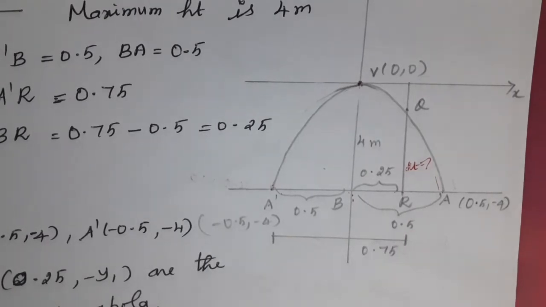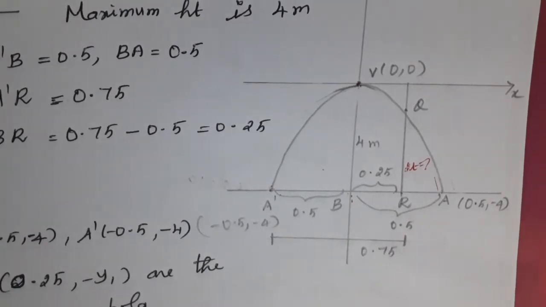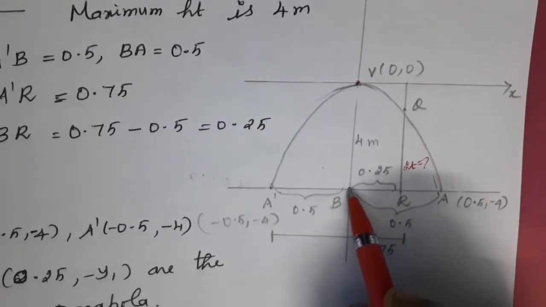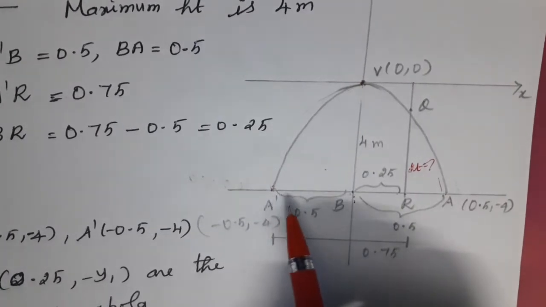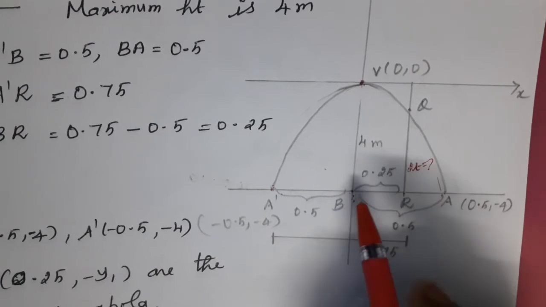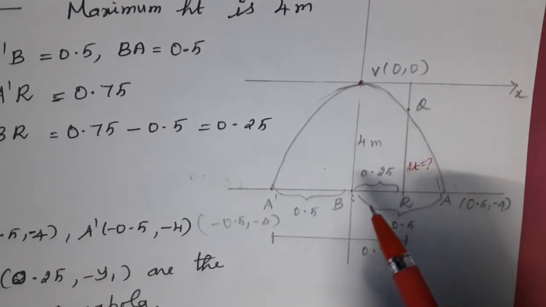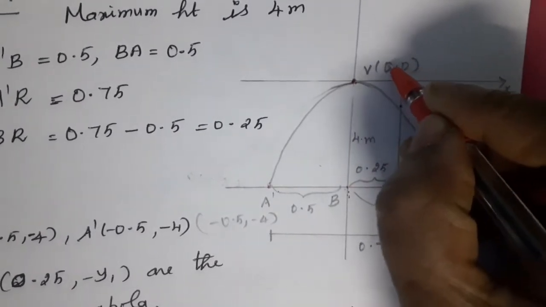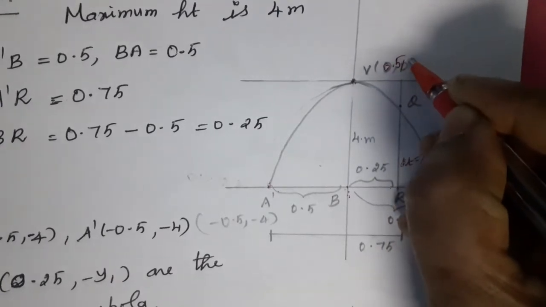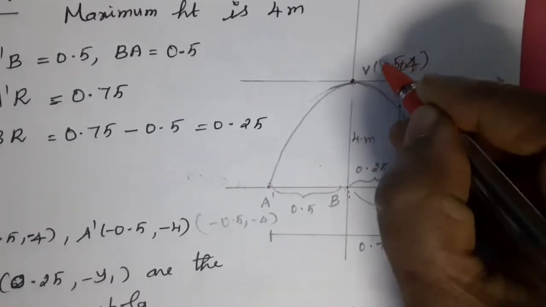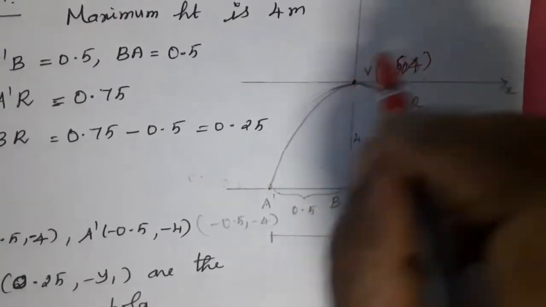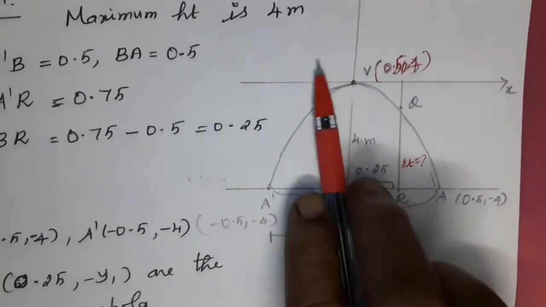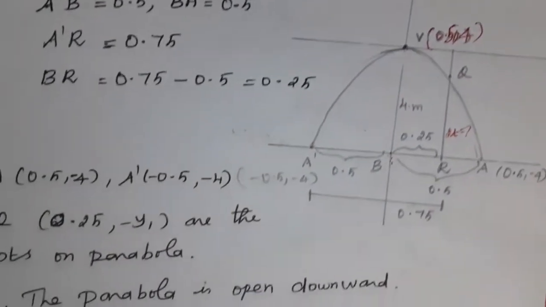What is our next one? 0.5 is the horizontal distance of 0.5 meter from its origin. The waterfall falls down from 0.5 meter. What is the height? The height is 4 meters. So the vertex is 0.5 comma h, which is 4. So the vertex is 0.5 comma 4. The maximum height is 4 meters. The x coordinate is 0.5, and the y coordinate is 4. So it is 0.5 comma 4.